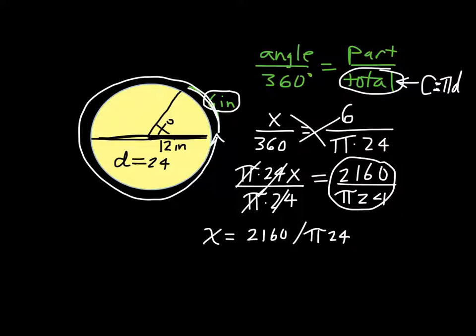We have to put parentheses around the pi times 24. Without it, the calculator thinks we want to take 2160 and divide it by pi, and then take that answer and multiply it by 24. Instead, we want to actually tell the calculator to divide 2160 by all of that pi times 24. So if I type it in the correct way, we get an answer that's much more reasonable, about 29 degrees.